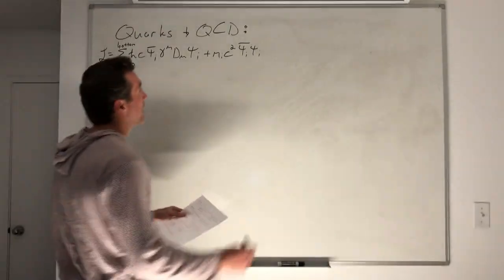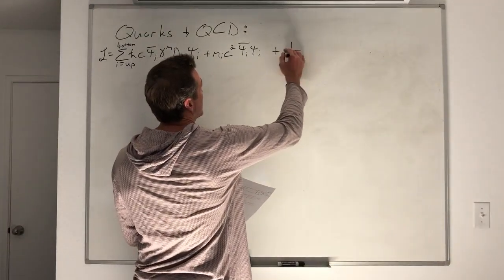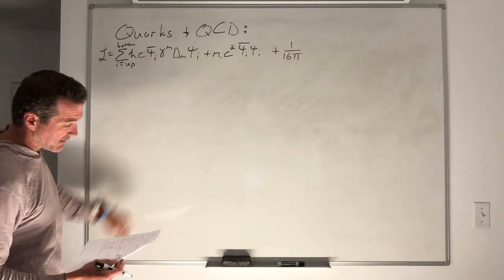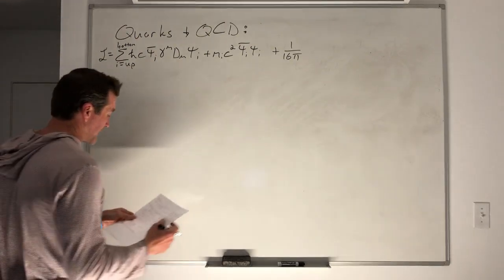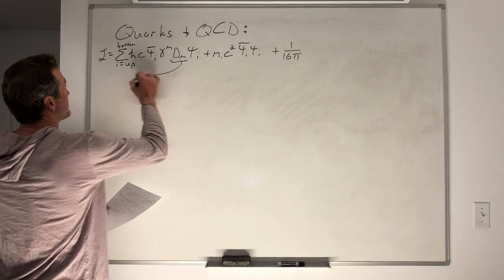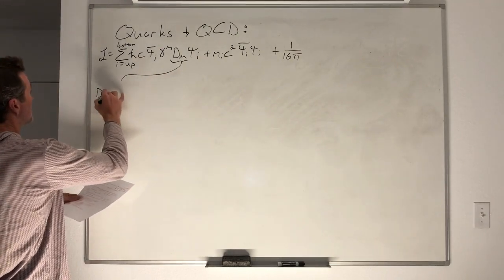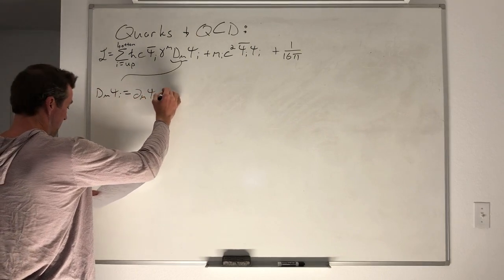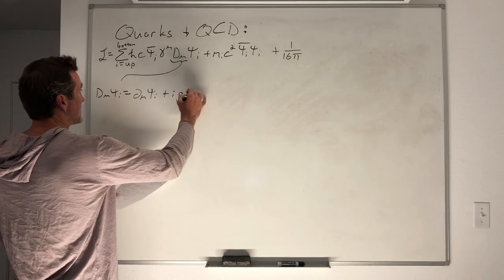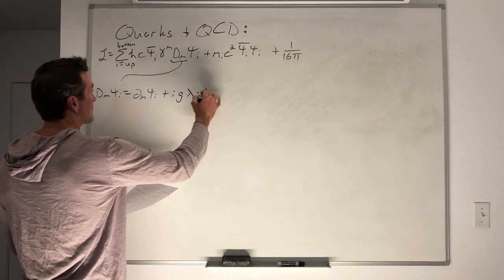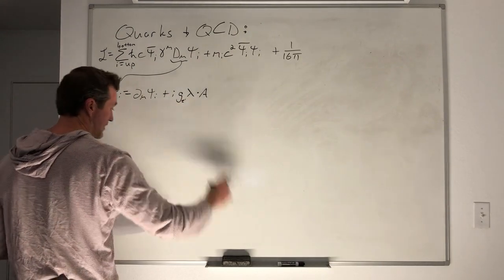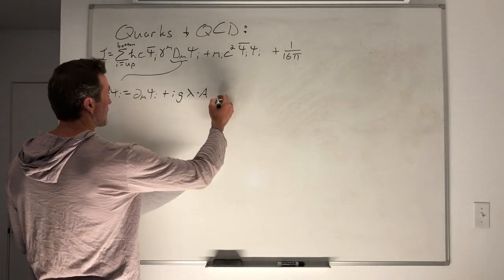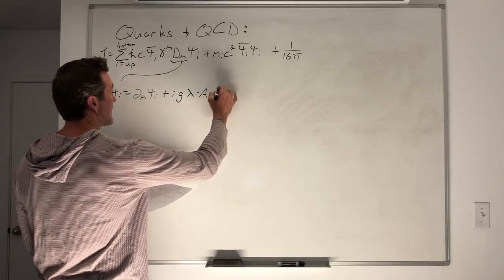Okay. And then you know that you have a gauge theory, which is indicated by this covariant derivative here, which I'll go ahead and write down. So the covariant derivative here is actually given by the partial mu on psi I plus i g lambda dot A mu psi I.